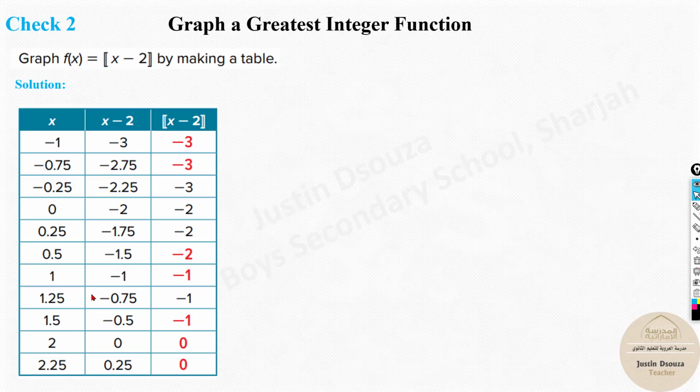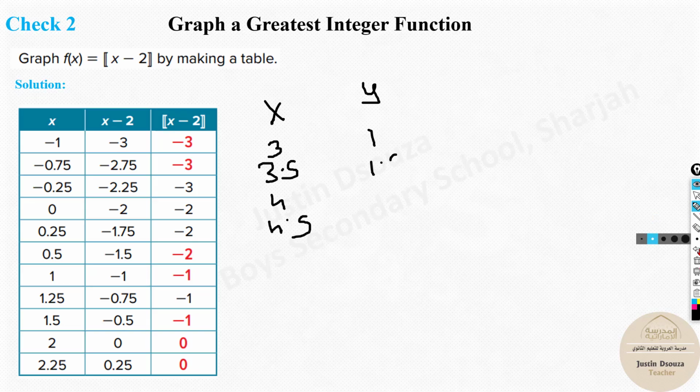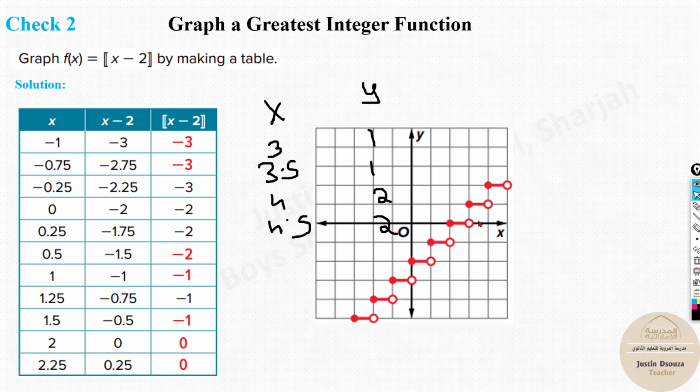See, if you're getting confused with negative integers, it's fine. Just take positive values. What I would do is, since it's minus 2, I would take, say, 3, 3.5, 4, and 4.5. What happens? 3 minus 2 is how much? These are the x values, and these are the y values. 3 minus 2 is 1. 3.5 minus 2 is 1.5. That will become 1 itself. 4 minus 2 is 2. 4.5 minus 2 is 2.5. That's 2 again. And you just have to graph.